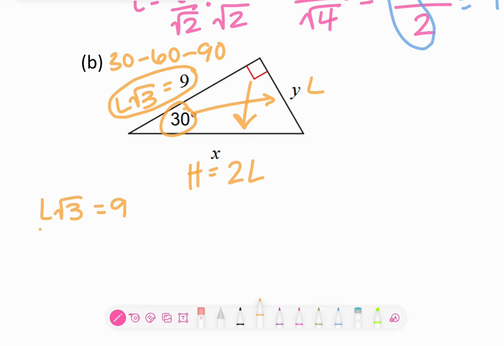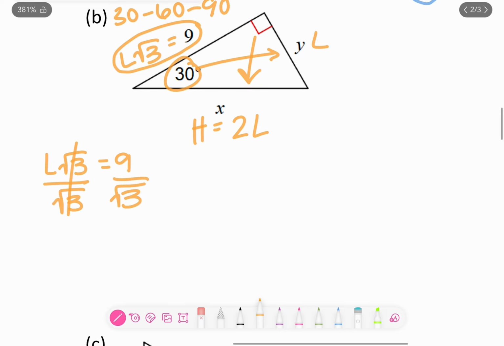So how to do that would be to divide by square root 3 on both sides. And again, we end up with an answer where L is equal to 9 over square root 3. We can't have that square root in the denominator. So we multiply by basically 1, right? But in the square root of 3 form, square root 3 over square root 3. And what that does is change what it looks like. It doesn't actually change the answer. It just changes what it looks like.